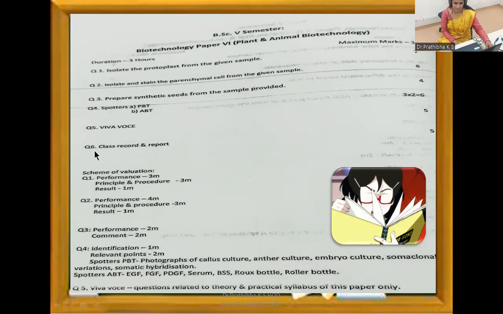Then question number 6, that is class record and report. The report is nothing but the field visit report, class record and the report. This carries 5 marks. Total 35 marks for your practical experiment. I hope you understood about this paper 6, plant and animal biotechnology.